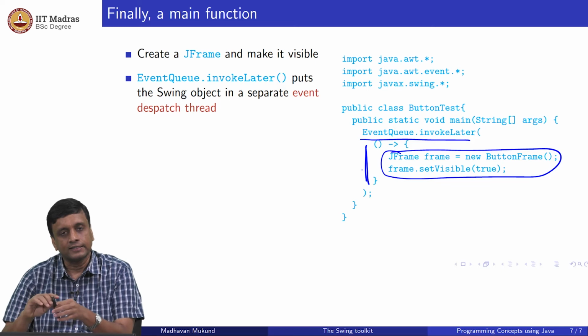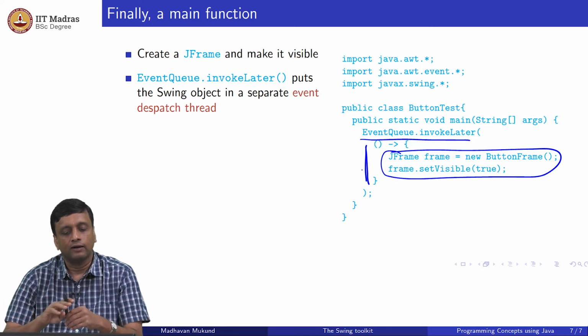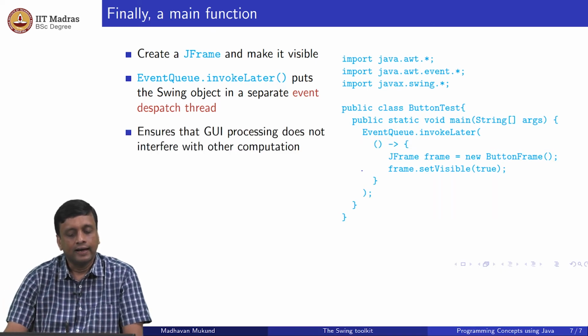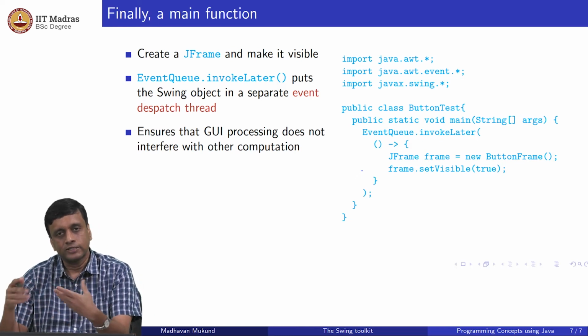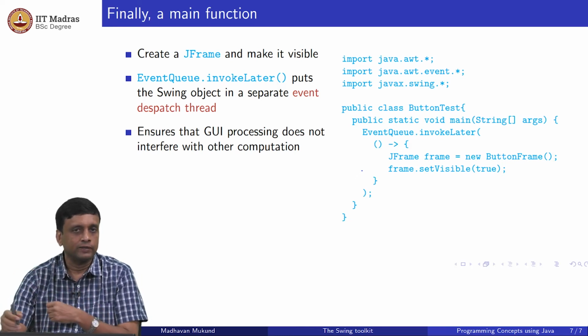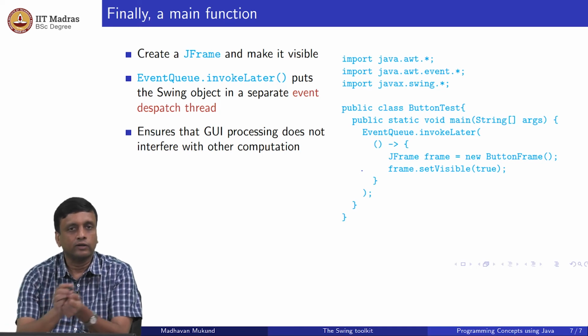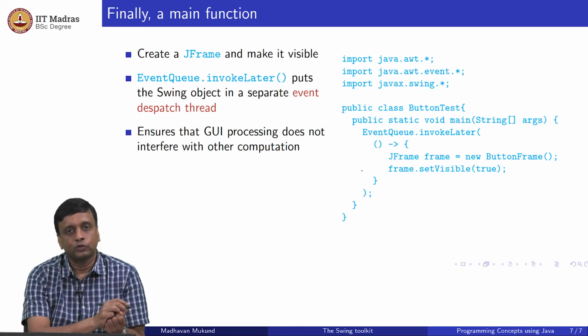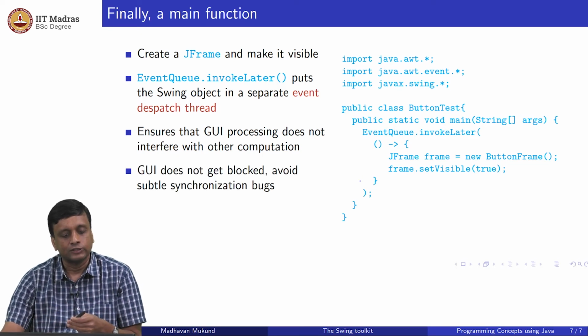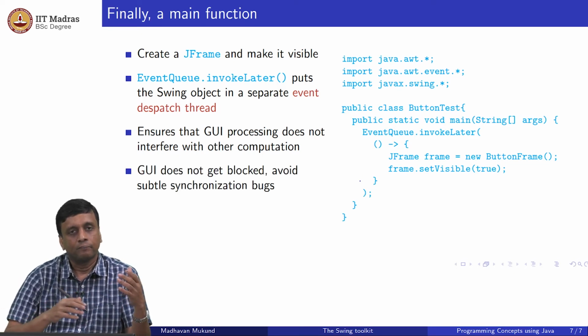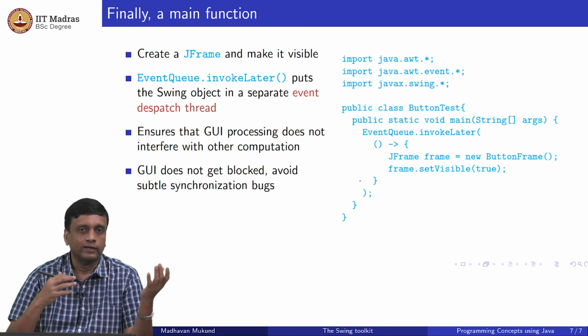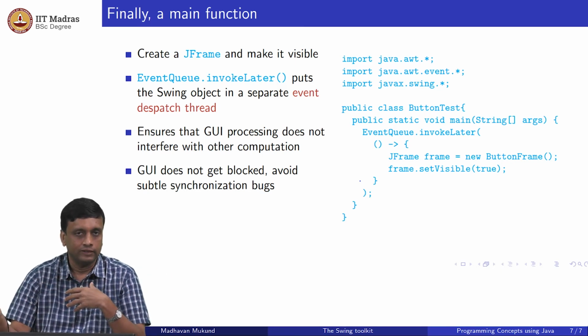So what this does is it puts this frame into something called the event dispatch thread, and this ensures that the processing of the interactions, the button presses and all the interactions that the interface generates, do not contradict what is happening. So you don't get blocked. The interface does not get held up because the computation is doing something heavy.